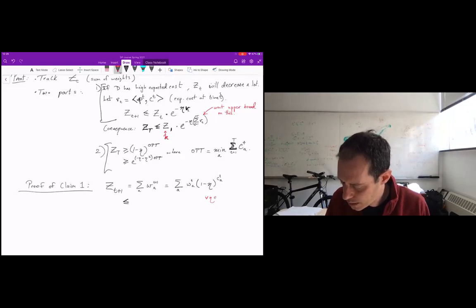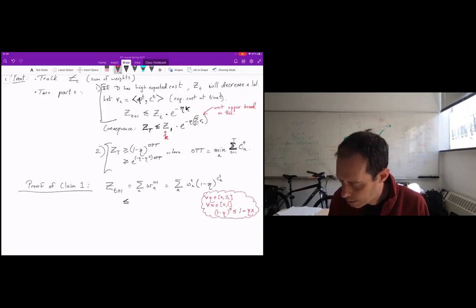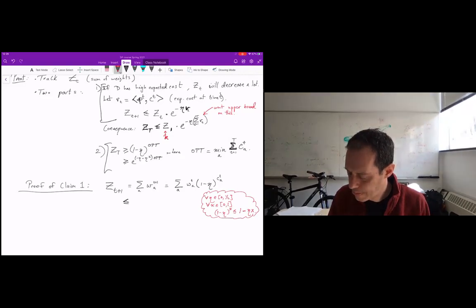for all eta between 0 and a half, and for all x between 0 and 1, (1 minus eta) to the x is less than or equal to 1 minus eta x. So that's just a little fact from calculus that you can check by plotting or prove using Taylor expansion.